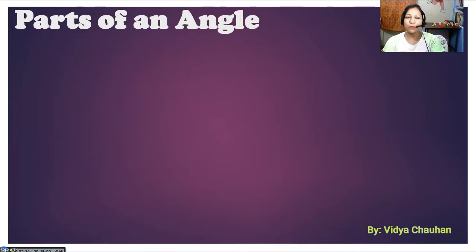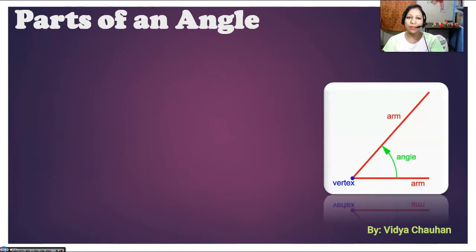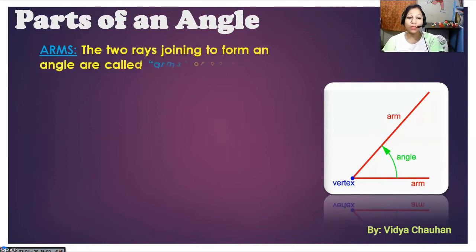Now moving forward, there are different parts of an angle. Just like we have different parts in our body, similarly we have different parts in an angle. Here in the picture you can see that we have a vertex and arms. There are two arms basically. These two arms are connected at the initial point which is called the vertex, and the portion covered by these two arms is actually the angle. Correct?